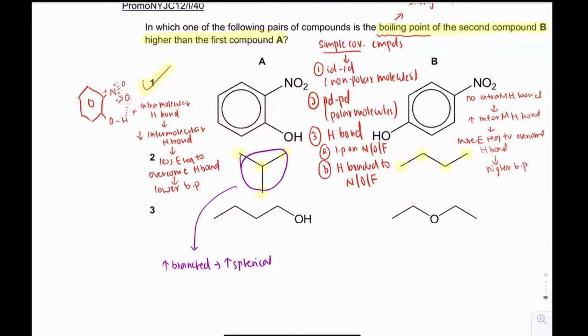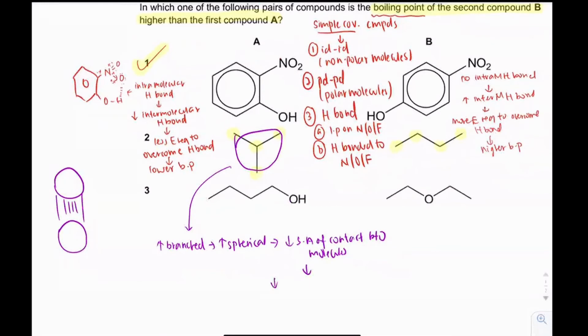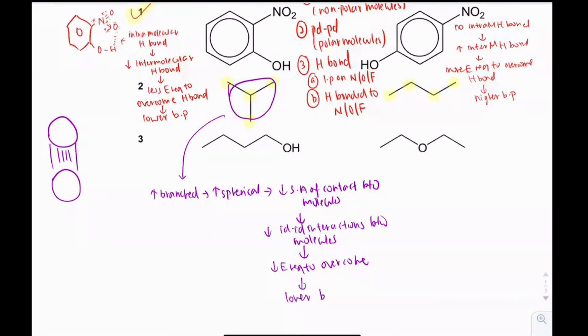Okay, more branched. So if it's more branched, it has a more spherical shape. See, if I were to draw it out, it's more spherical. So since there's a more spherical shape, there's lesser surface area of contact with another molecule. So therefore, there's a lower surface area of contact between molecules. So therefore, if there's less area of contact, there's lesser ID-ID interactions that can be formed between molecules. Therefore, since there's lower ID-ID interactions between molecules, there will be lesser energy required to overcome it. And therefore, there's a lower boiling point.